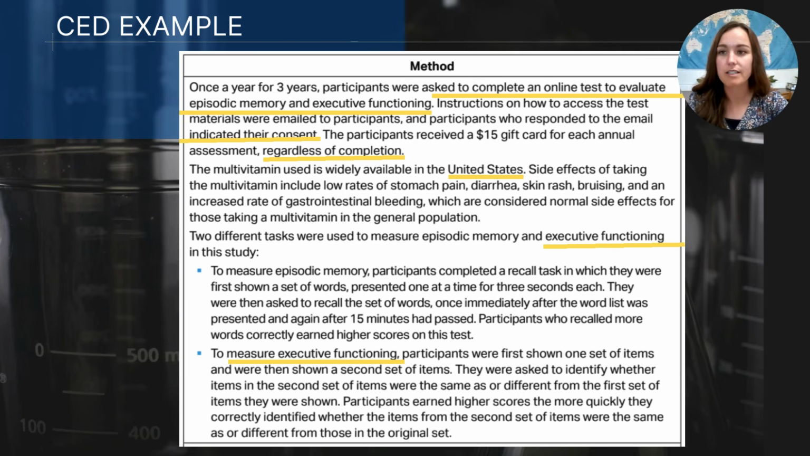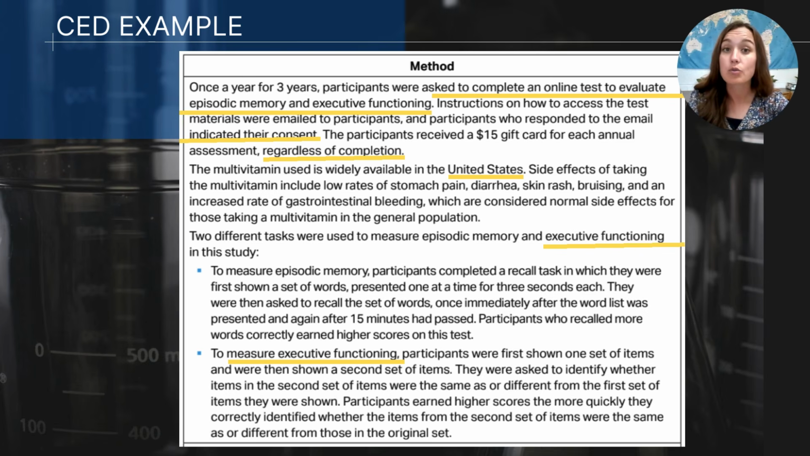So first, it says to measure episodic memory, participants completed a recall task in which they were first shown a set of words, presented one at a time for 3 seconds each. They were then asked to recall the set of words once, immediately after the word list was presented, and again after 15 minutes had passed. Participants who recalled more words correctly earned higher scores on this test.